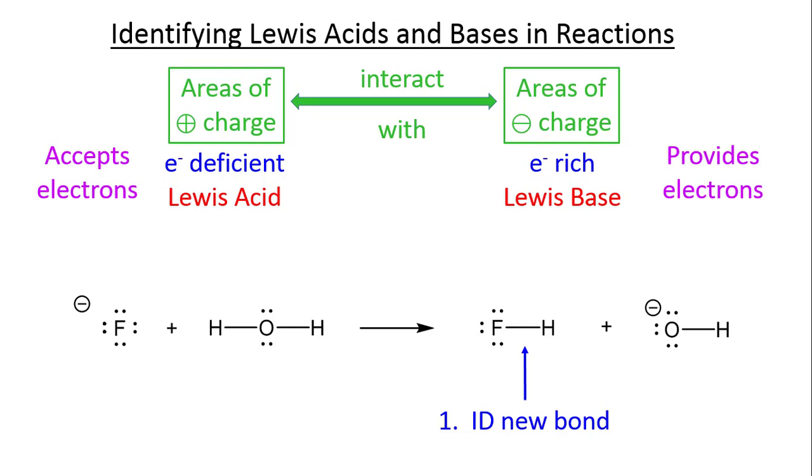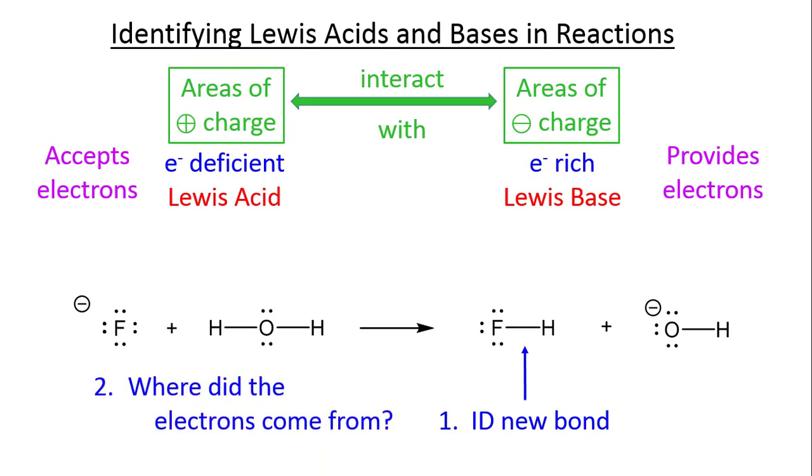Then we ask, where did these electrons come from? Did they start on the fluorine or on the hydrogen? Hopefully we can see that one of the lone pairs on fluorine was converted into the shared pair in the new molecule. Fluorine started with 4 lone pairs and ended up with 3 lone pairs and a shared pair.